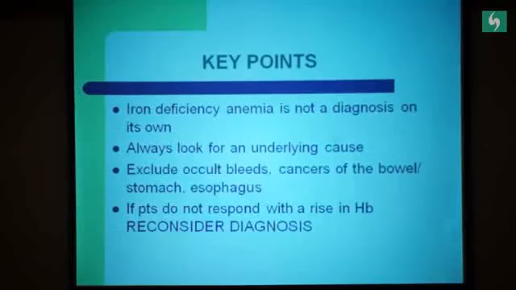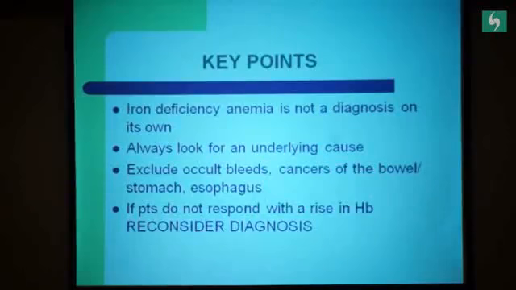Iron deficiency anemia is not a diagnosis on its own. It's always secondary to something, so it should not be left there. Once iron deficiency is treated, you should find out why she developed iron deficiency, why this gentleman had iron deficiency. Always look for an underlying cause. We've had patients where we picked up carcinoma of the colon, gastric carcinomas and esophageal carcinomas just because they presented with iron deficiency and we were aggressive. So rule out occult bleed. In every patient, unless it's a lady with menorrhagia or a pregnant woman where you can account for the iron deficiency, look for occult bleeds, and do an endoscopy and colonoscopy in unexplained anemia.